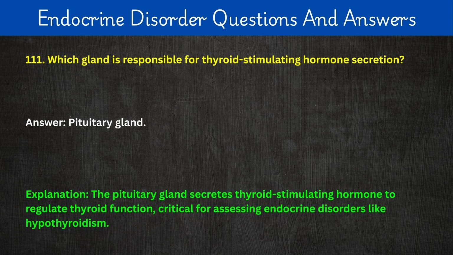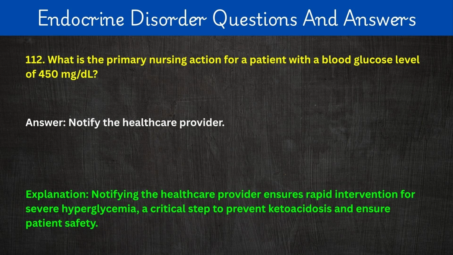111. Which gland is responsible for thyroid-stimulating hormone secretion? Answer: pituitary gland. Explanation: the pituitary gland secretes thyroid-stimulating hormone to regulate thyroid function, critical for assessing endocrine disorders like hypothyroidism.